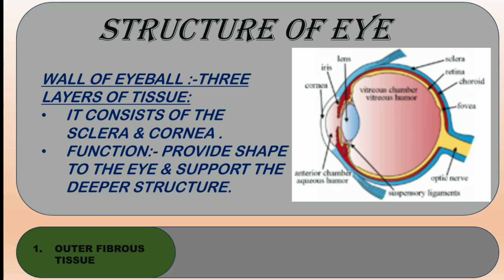Wall of the eyeball. The eyeball wall is made up of 3 layers of tissue. 1. Outer fibrous layer. This is the white, tough outermost layer that provides protection to the eye. It consists of sclera, the white part of the eye, which maintains the shape and structure of the eyeball. Cornea, the transparent, dome-shaped part at the front, which helps in focusing light.